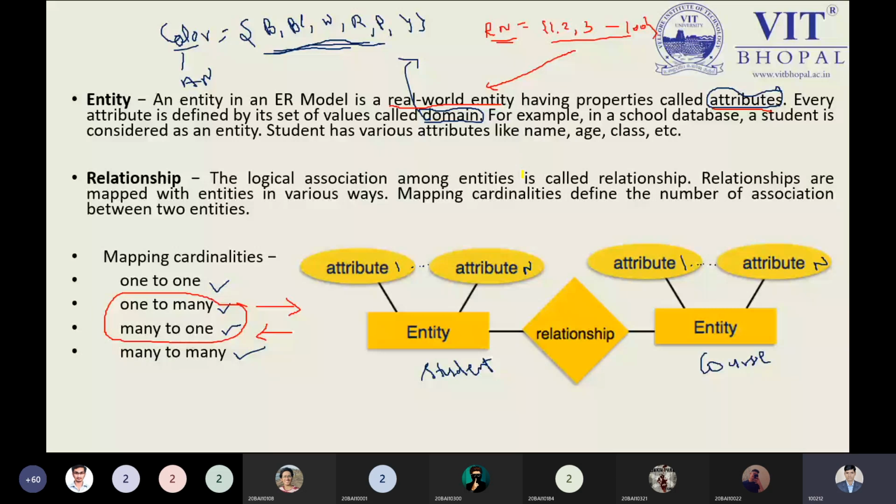If I'm talking about the entity student, the student entity can be identified by the student name, student roll number, student class number, student other details as well. So can anyone tell me right now what would be the attributes of a table entity? What would be the attributes of a table entity?